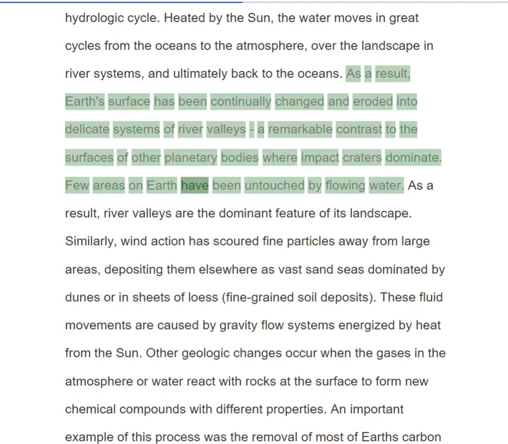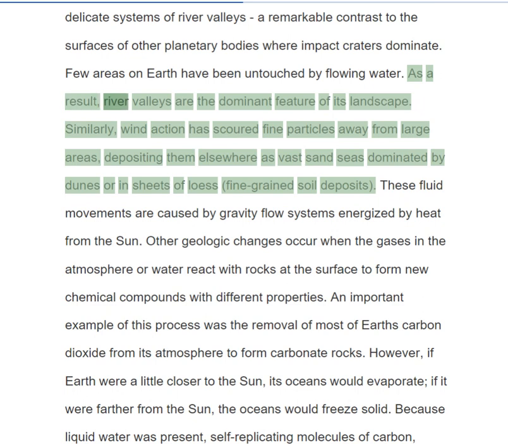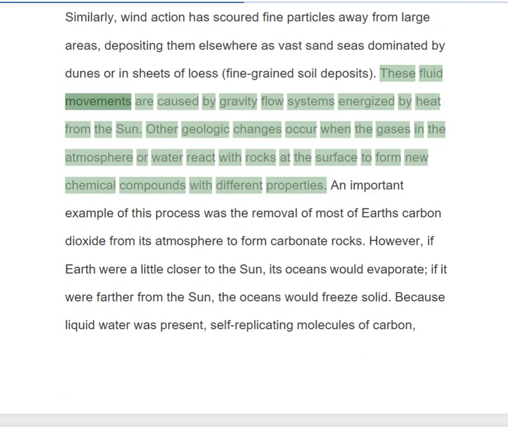Few areas on Earth have been untouched by flowing water. As a result, river valleys are the dominant feature of its landscape. Similarly, wind action has scoured fine particles away from large areas, depositing them elsewhere as vast sand seas dominated by dunes or in sheets of loess. These fluid movements are caused by gravity flow systems energized by heat from the Sun.